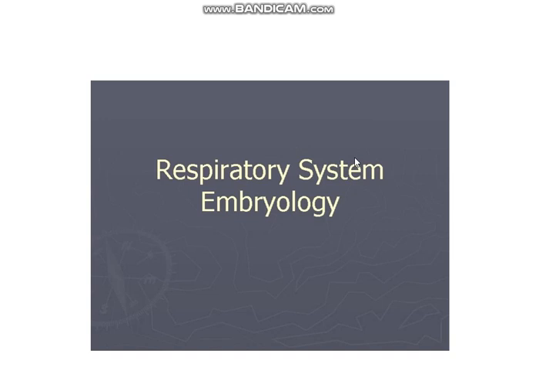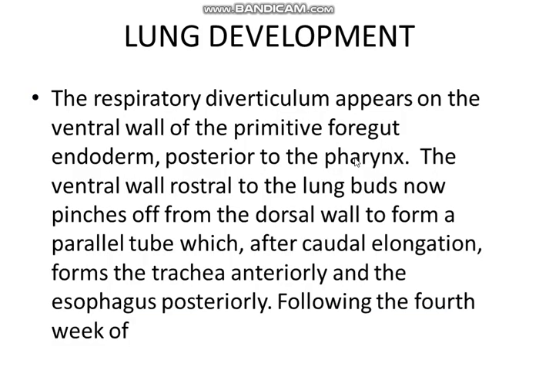Today I want to describe briefly respiratory system embryology. The respiratory diverticulum appears on the ventral wall of the primitive foregut endoderm. Posterior to the pharynx, the ventral wall rostral to the lung part now pinches off from the dorsal wall as a parallel tube, which with caudal elongation forms the trachea anteriorly and the esophagus posteriorly.